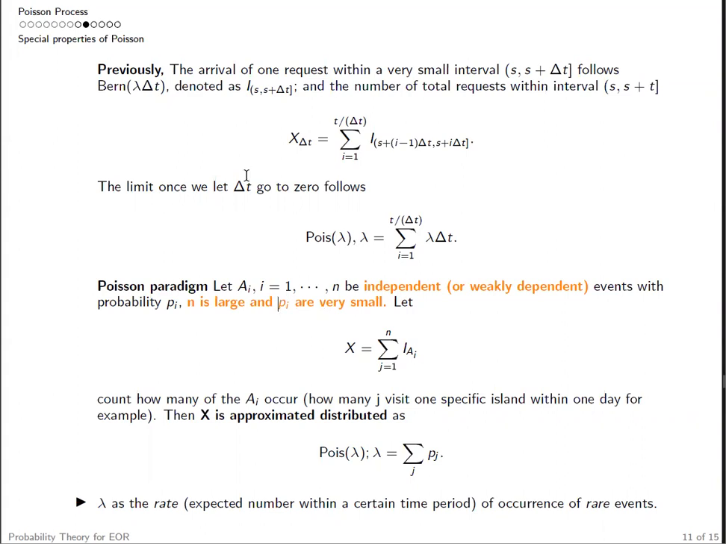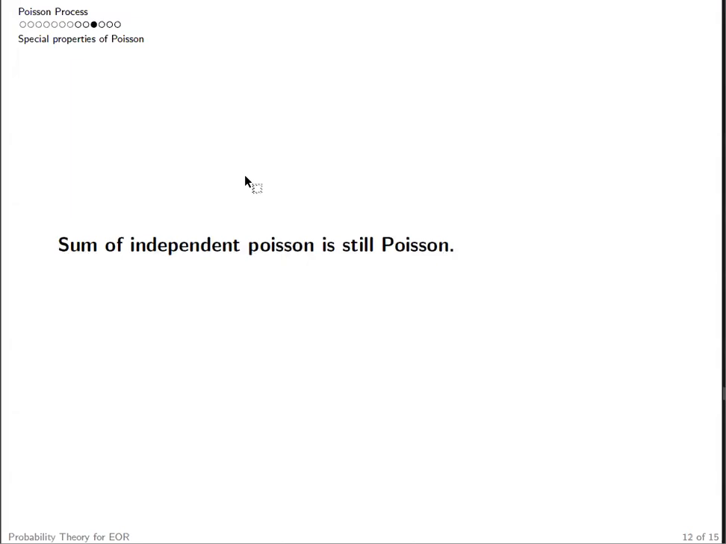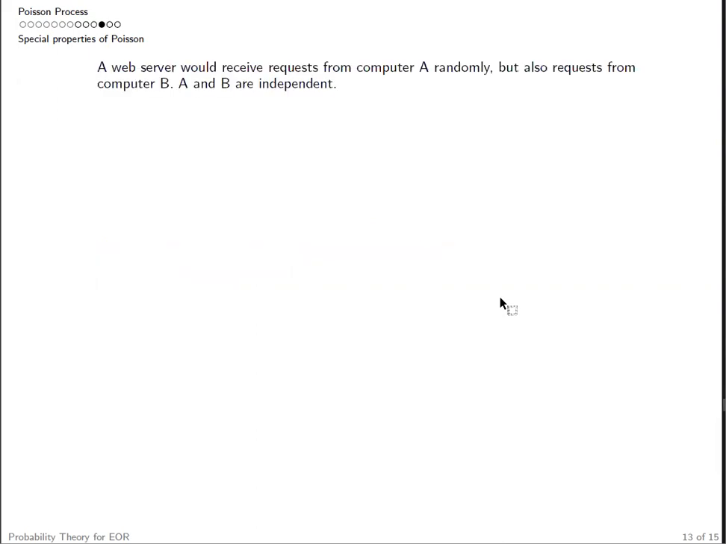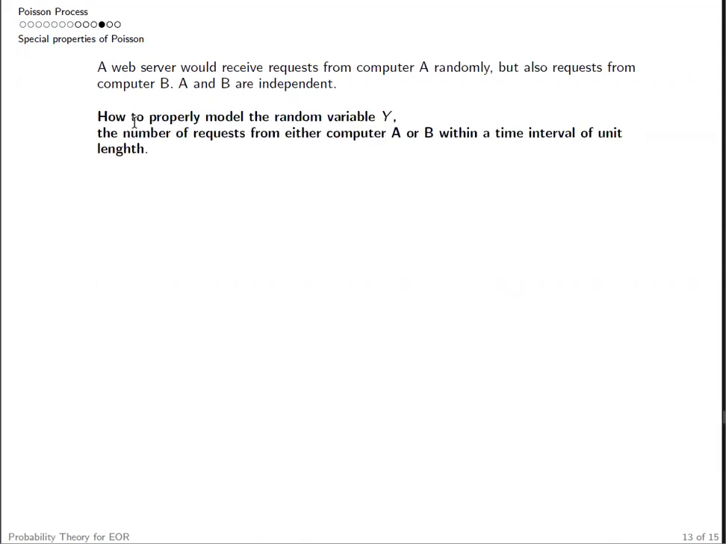And let's take a look at the second one. What happens to the summation of independent Poissons? Well, it's still going to follow a Poisson distribution. Think about the initial idea. How do we model this Poisson? We have a web server, right? Suppose the web server not only receives requests from computer A randomly, but also from computer B. A and B, suppose they are independent from each other. Now, how do we properly model the random variable Y, the number of requests from either computer A or B within a time interval of unit length?